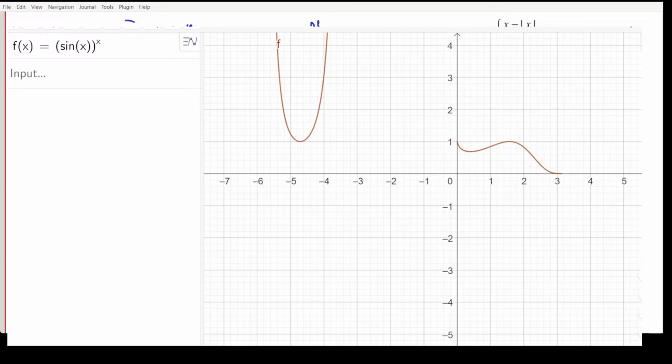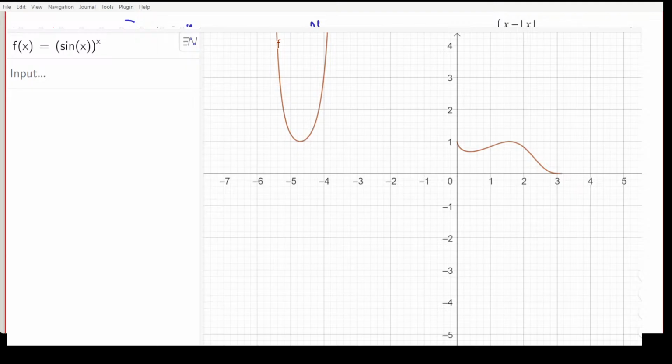Now because we have reached this format, we can differentiate numerator and denominator, right? If we differentiate the numerator, 1 by sin x into d by dx of sin x, which is cos x, whole by the derivative of 1 by x, which is minus 1 by x square. This becomes minus x square cos x by sin x.